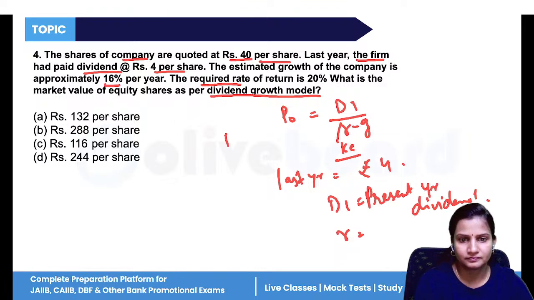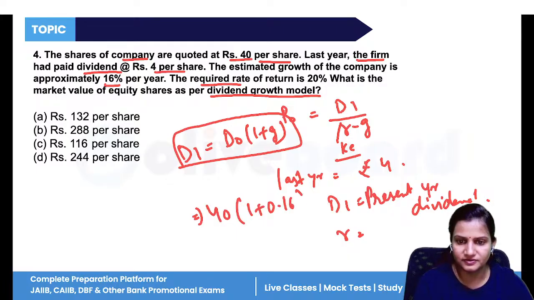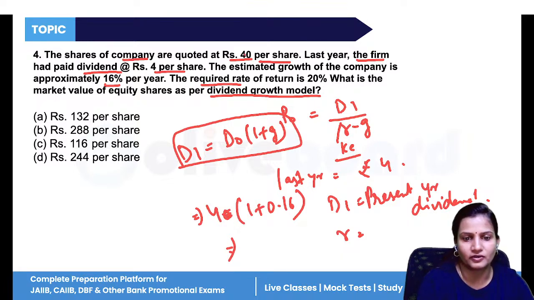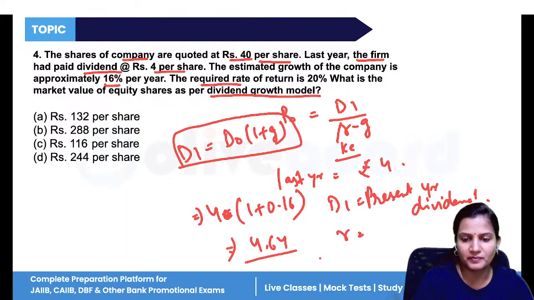Solve and tell me. You have to find the present year's dividend. Now, what is D0? D0 is given as 4. 1 plus G is what? The growth rate is given to you, that is 16%, so we can write 0.16. So 4 into 1 plus 0.16. Clear? Now, if you calculate, tell me what the answer is. It is 4.64. This is your present year dividend.